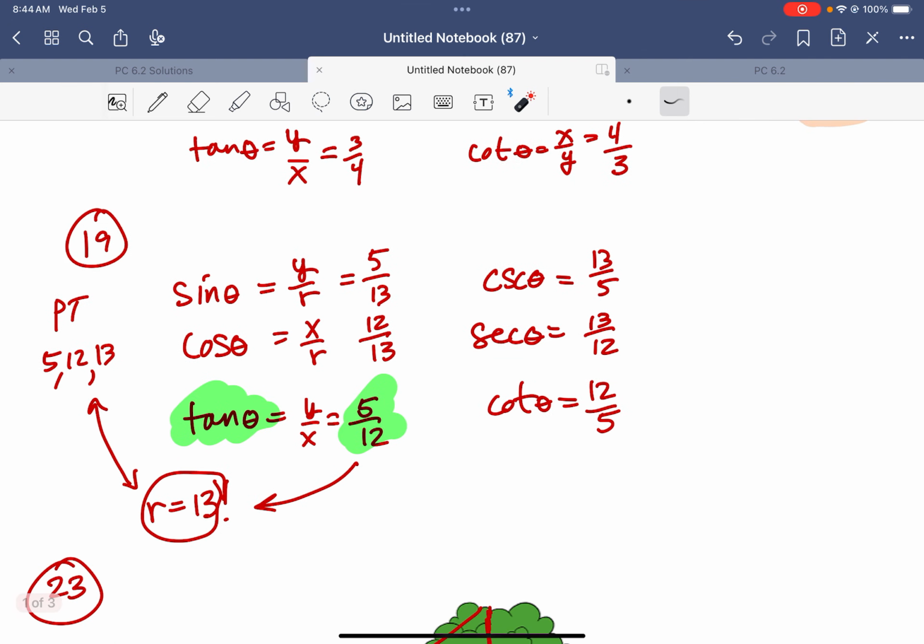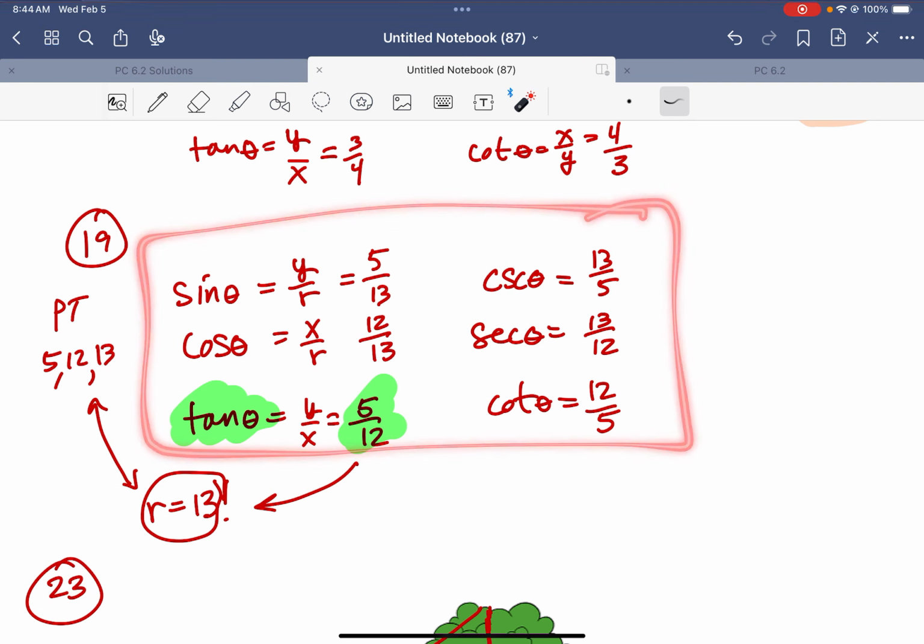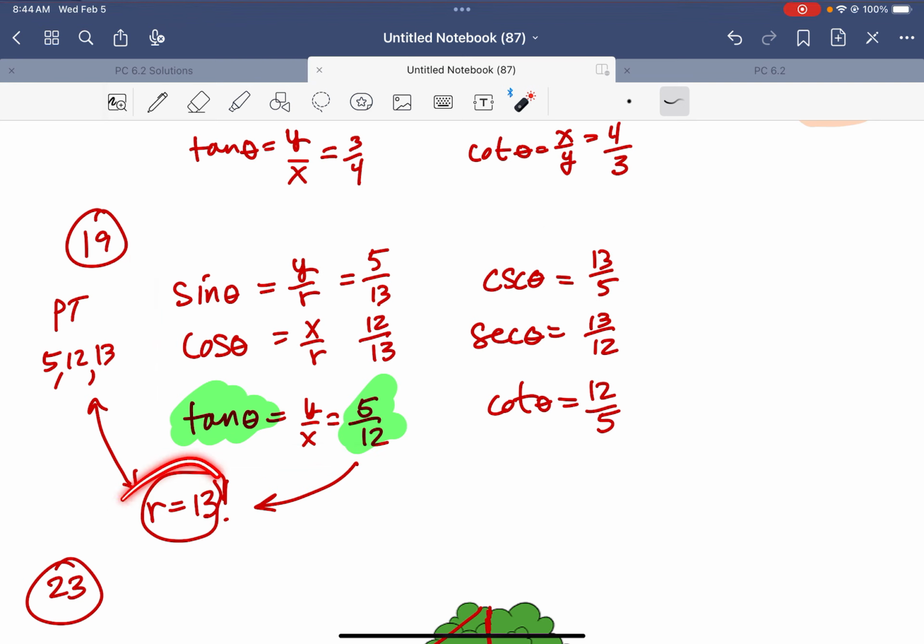19, this question should rhyme as well. Maybe you remember your Pythagorean triples, so when I tell you that y is 5 and r is 13, you remember the Pythagorean triple of 5, 12, 13. So that means that x must be 12. So from there, you should be able to get all 6 trig functions. If you didn't do it this way, again, you could have done the x squared plus y squared equals r squared.